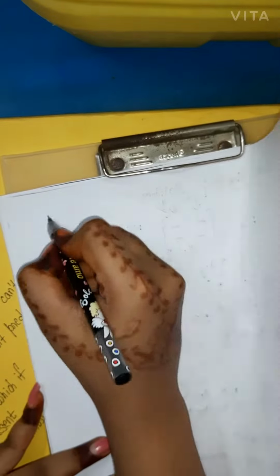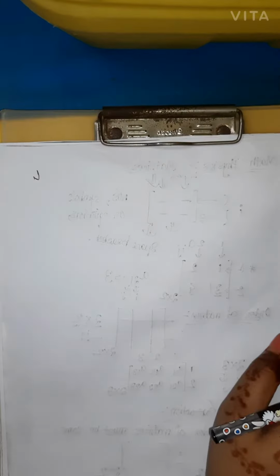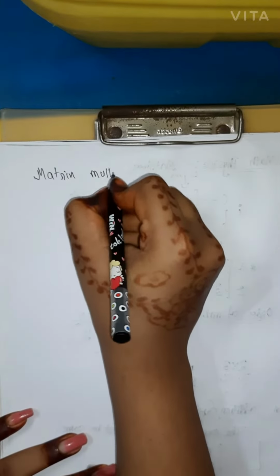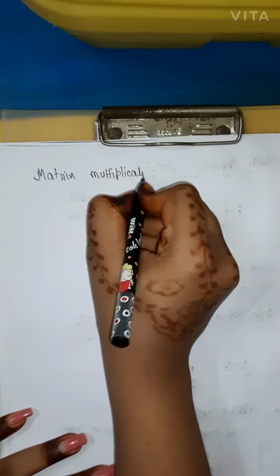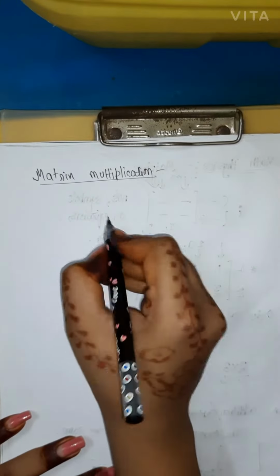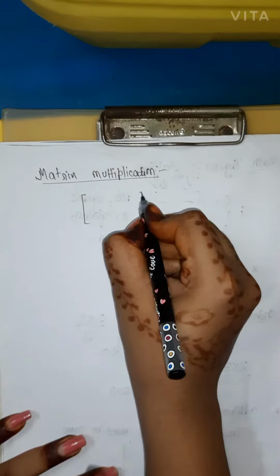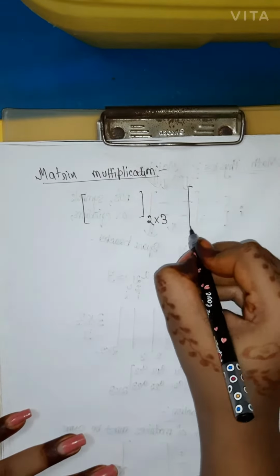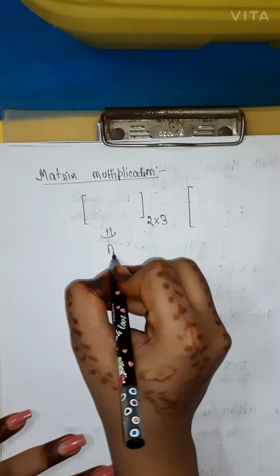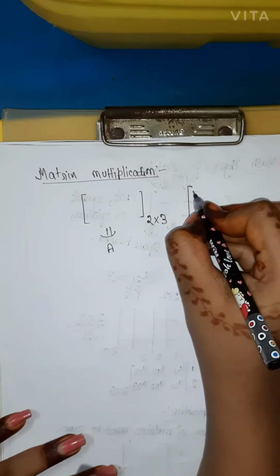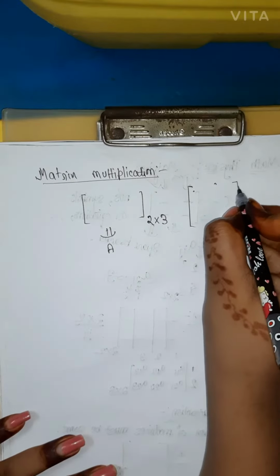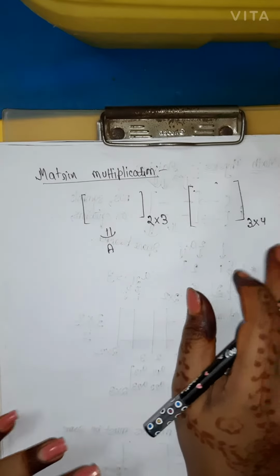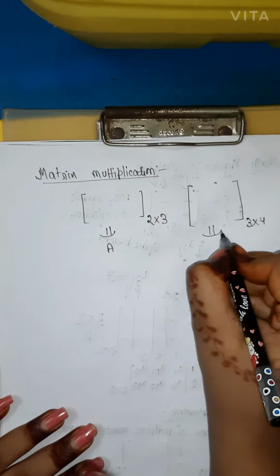So now we will see matrix multiplication. In the same way we will see the condition. What is it? So here we have something different. Let we have a 2 cross 3 matrix, let it be matrix A, multiplied by some matrix of order 3 cross 4. So is it possible? Yes, it is. Let this matrix be B.